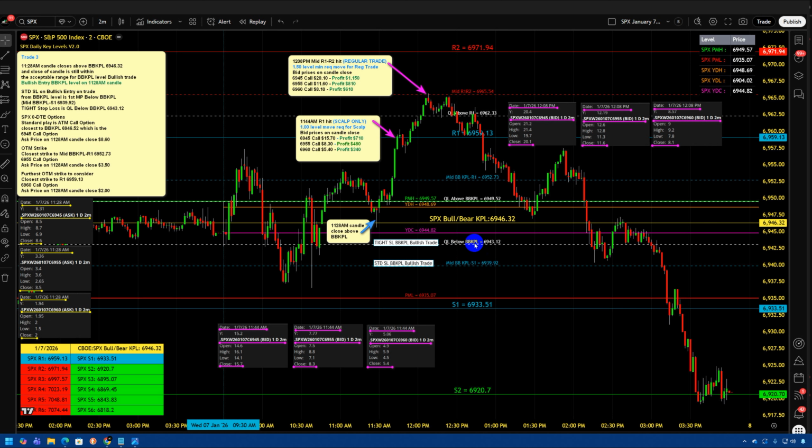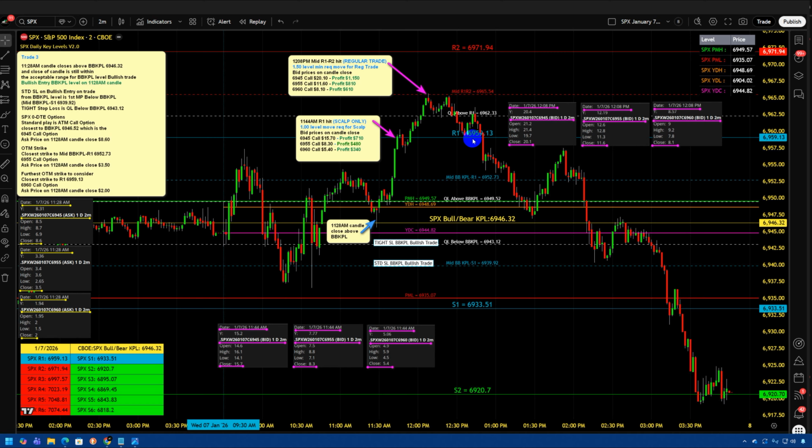Now, as far as strike selection, it's the same process, just in reverse. Now we have a bullish trade, so we're going to look up. We go to the midpoint level here, 69.52, 53. So that's going to be the 69.55 call option. Whereas our standard at the money play is going to be the closest strike to the bull bear key price level, 69.45, just like in our first two trades that were bearish trades, because they were both based on the bull bear KPL. This is a bullish trade, so it's a 69.45 call option.